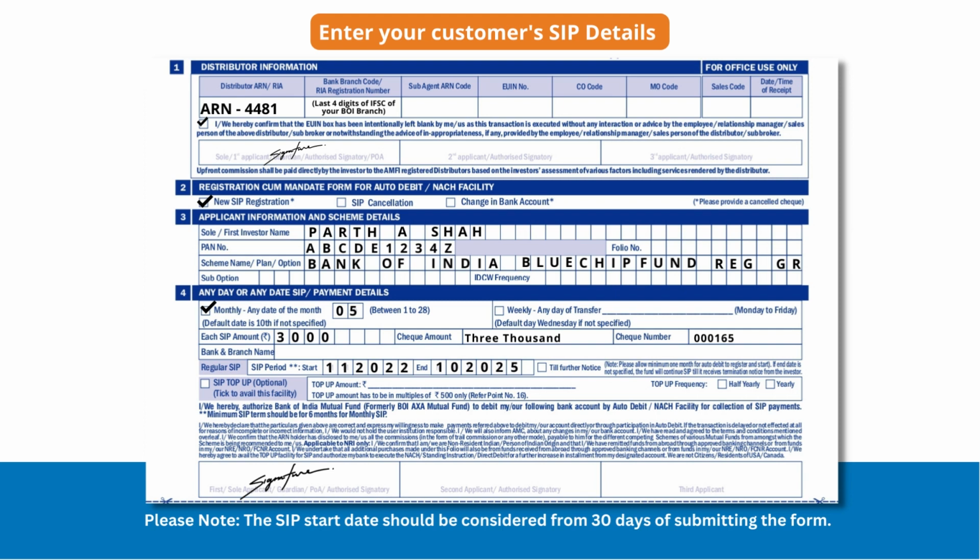In the next part, registration cum mandate form for auto debit/NACH facility. If the applicant is registering for the first time, then tick on new SIP registration. If he or she wants to cancel the SIP, then tick on SIP cancellation. And if they want to change the bank account, then tick on change in bank account. Under applicant information and scheme detail, write investor name, PAN number, the scheme name, plan option, and the sub option.